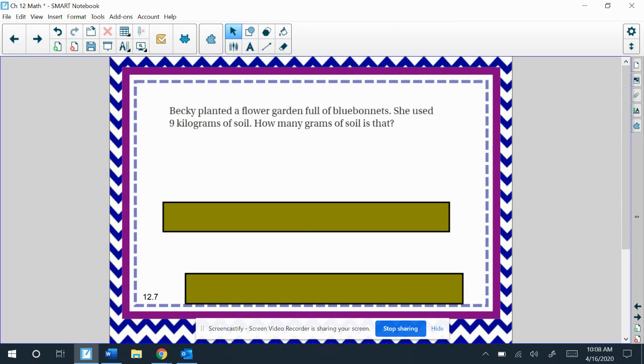Becky planted a flower garden full of bluebonnets. She used 9 kilograms of soil. How many grams of soil is that? Go ahead and give it a try. All right, let's see how you did.